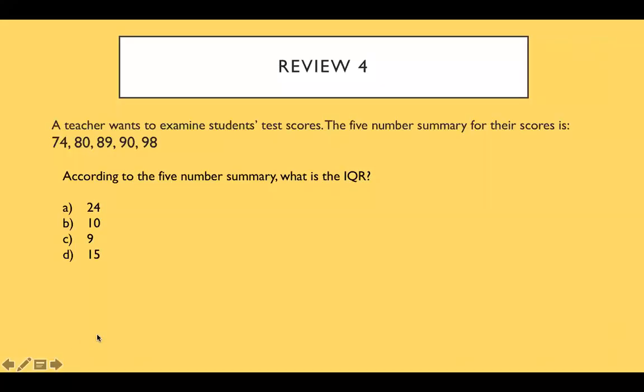And that's what we're going to do here. So a teacher wants to examine students' test scores. The 5-number summary for their scores is 74, 80, 89, 90, and 98. According to the 5-number summary, what is the IQR?